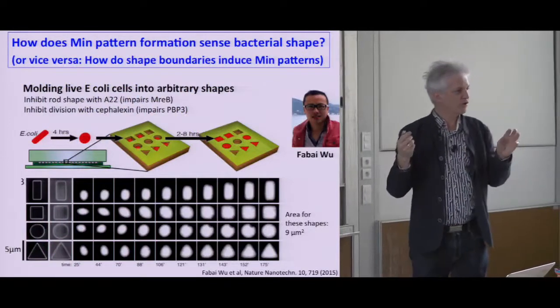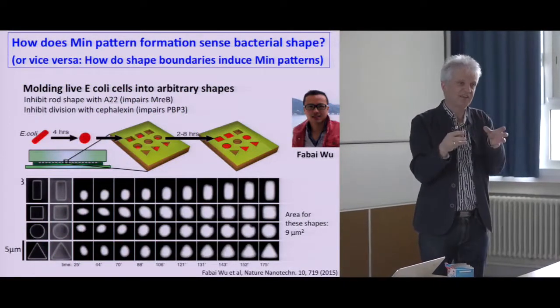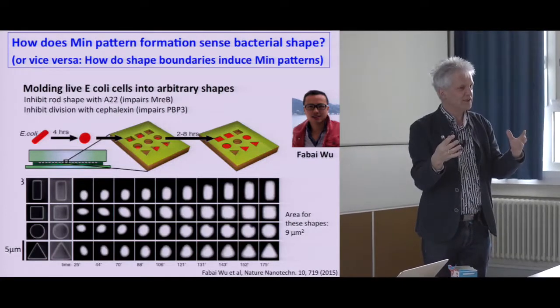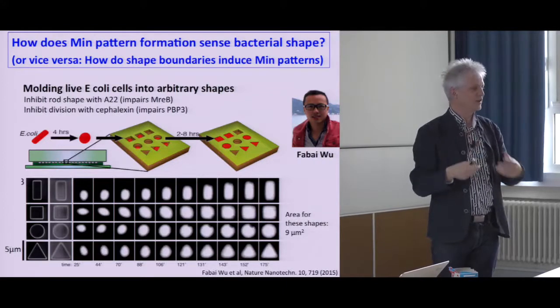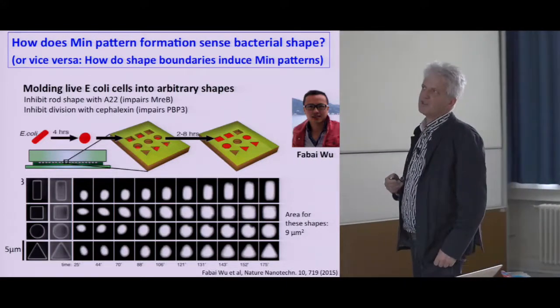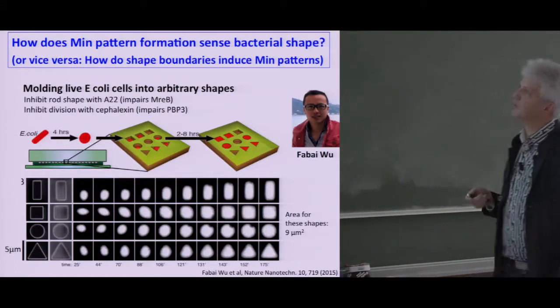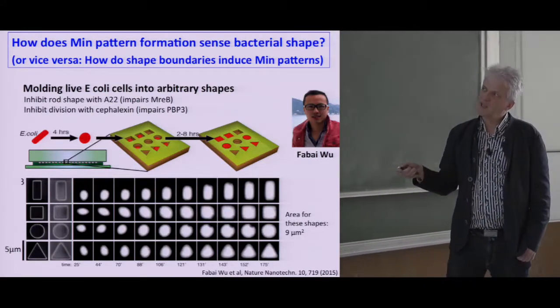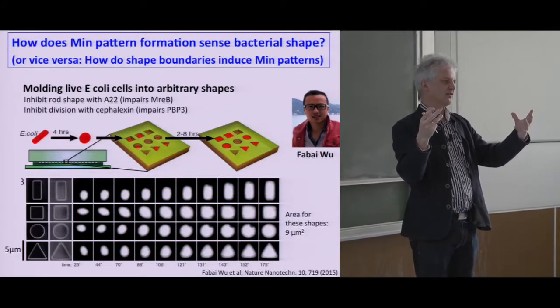And this example, what I just showed you by these Min protein oscillations, is an example of that at the cellular level. So within one cell, even such patterns actually play a role to organize proteins within a cell in a spatial way. Now, what we did is to study this, a very talented student, Fabai Wu, did this work in my lab, is to take E. coli cells and now to look at the effect of spatial boundaries on these Turing patterns.